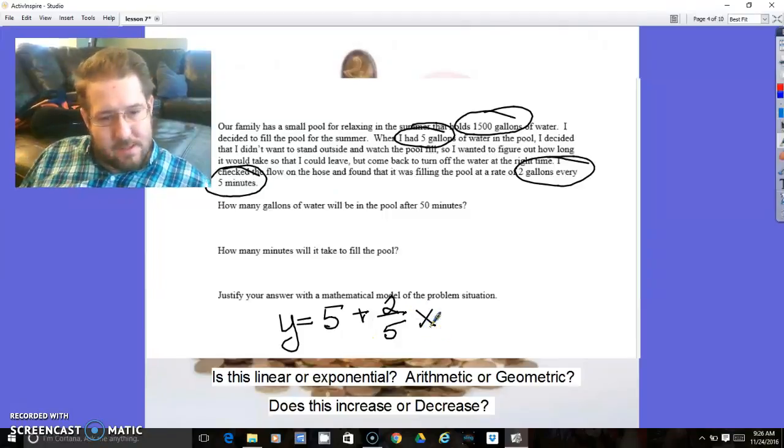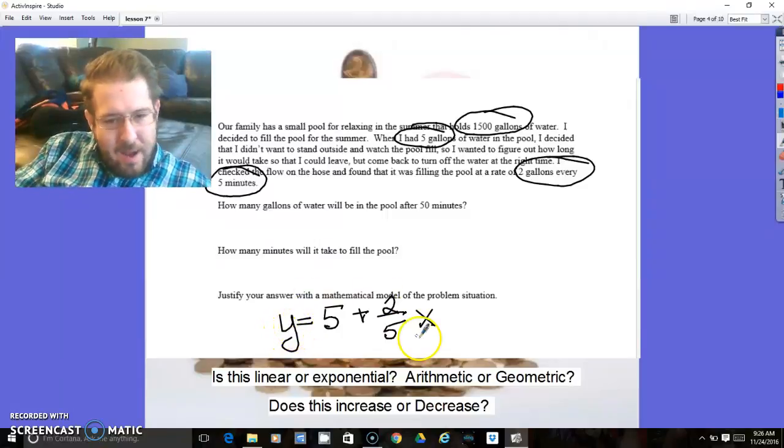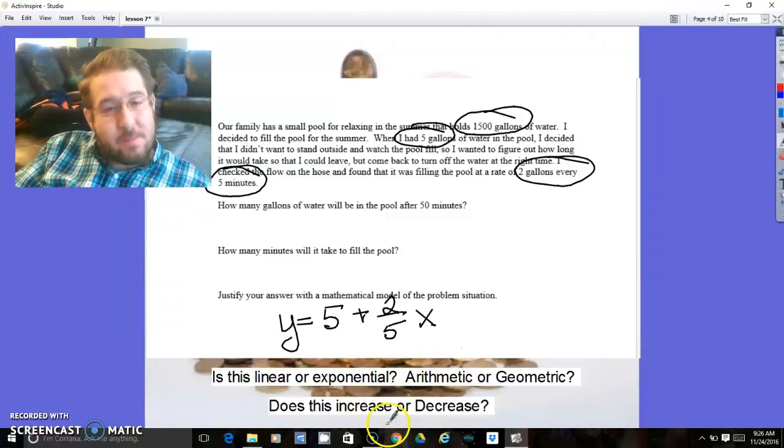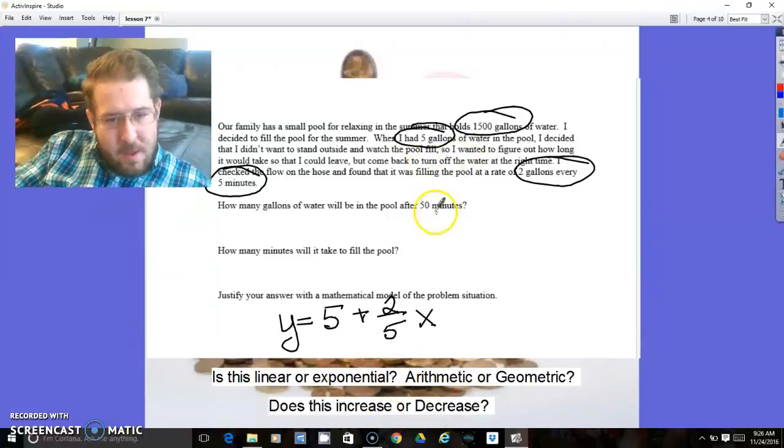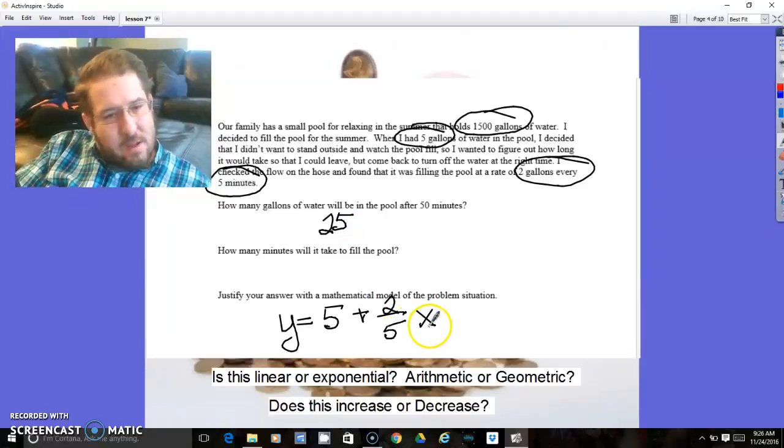X would be the amount of minutes that she's watching, and I'm going to let y equal the total amount of gallons in the pool. All right, so this one is also arithmetic, and this one is increasing because the pool is getting filled with water. So if I put 50 in for x and solve, because x is the amount of minutes, 50 times 2/5 plus 5, I believe that's 25 gallons, because 2/5 of 50 is 20.